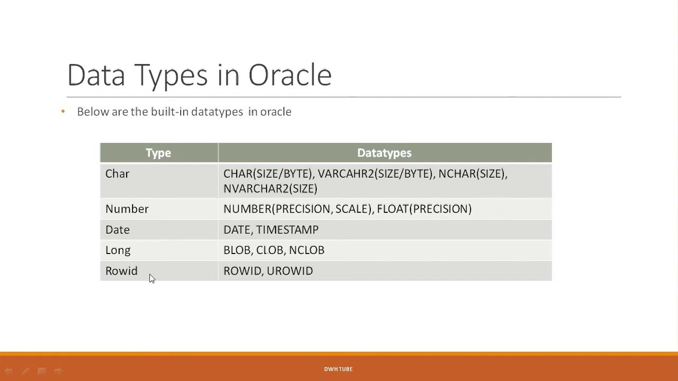Row ID types are rowid and urowid. So these are the data types, and I'll try to prepare one video lecture on this as well, so that we can see what the differences are amongst these data types. But on a high level, these are the types that we have, and we can easily get from the type itself what kind of data those particular data types could have.